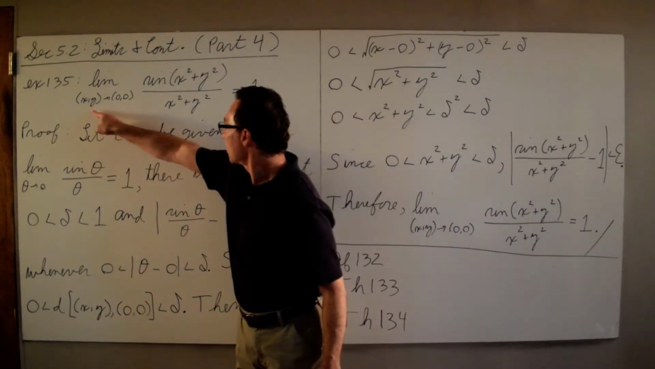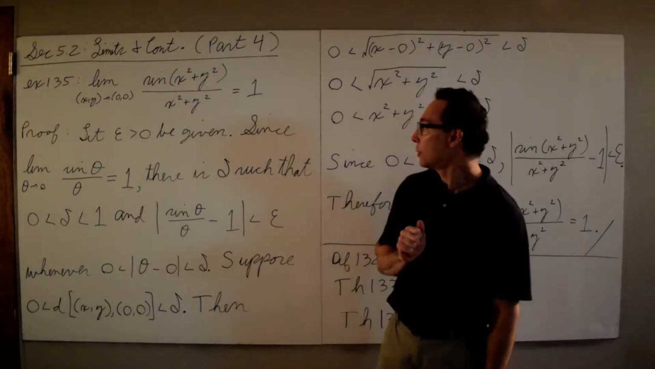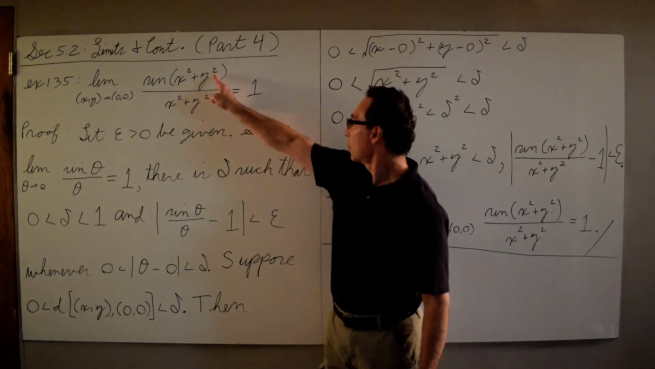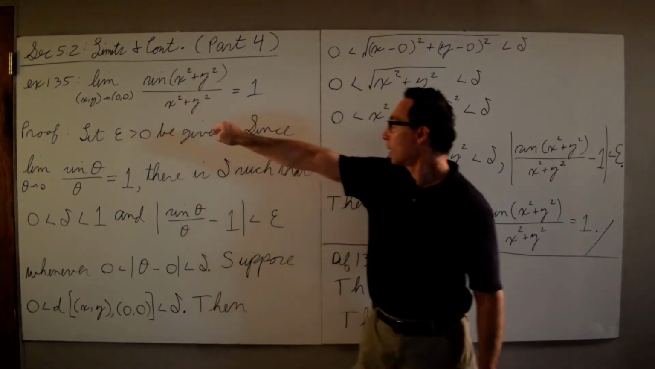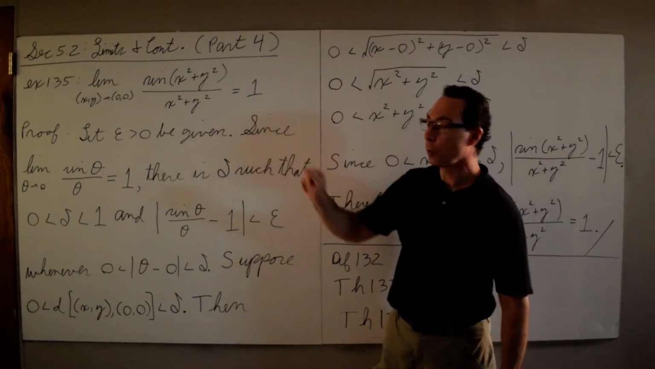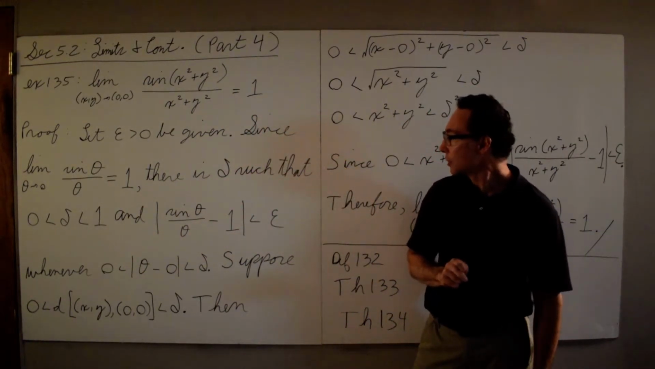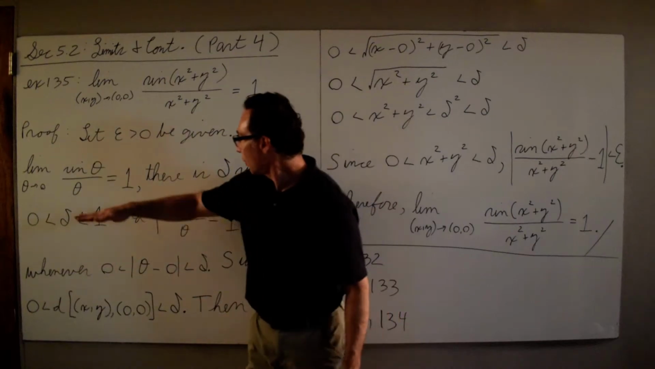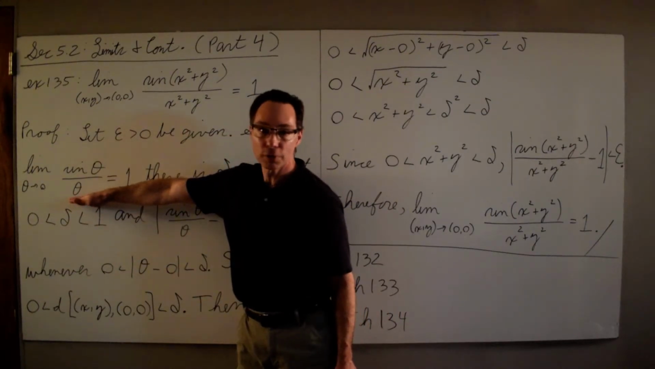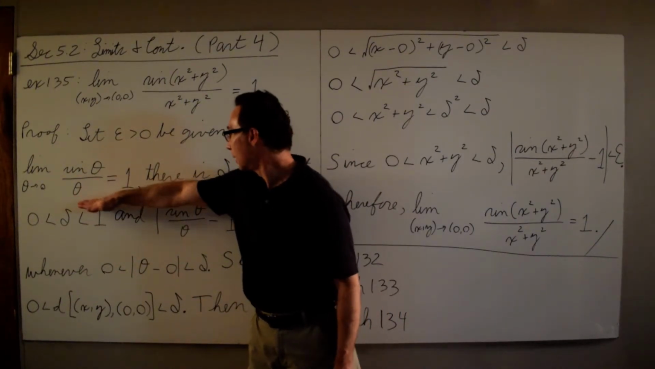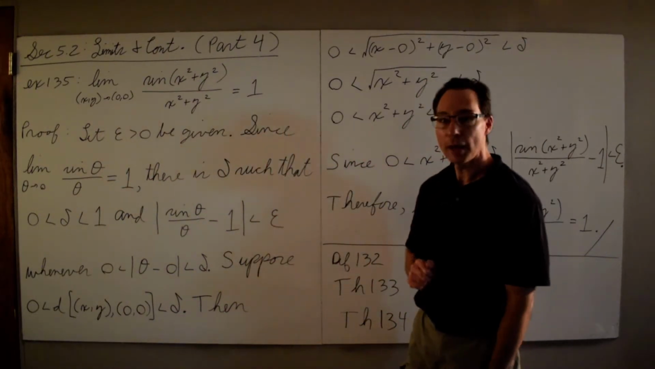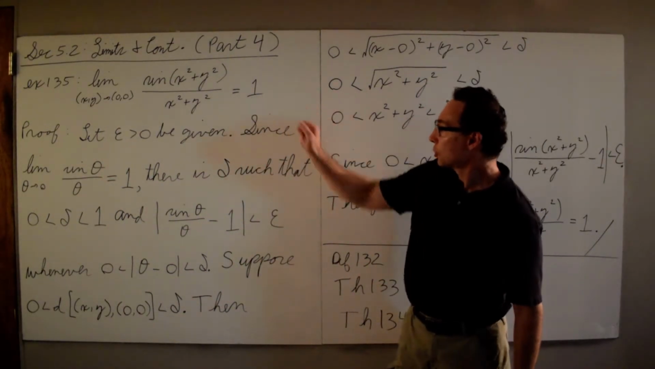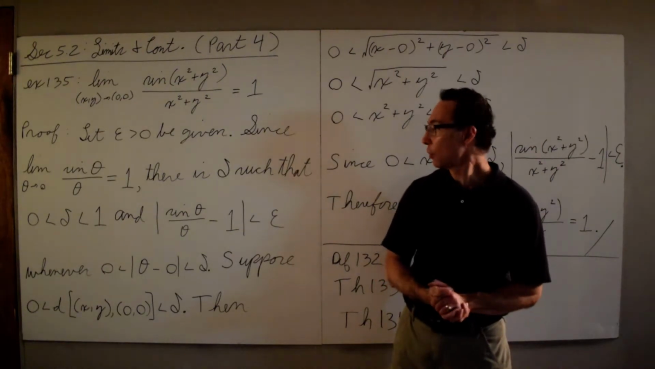We're going to prove that this limit as (x,y) approaches (0,0) of sine of x squared plus y squared, divided by x squared plus y squared, is equal to 1. This doesn't surprise us because we learned in calculus 1 that the limit as theta goes to 0 of sine theta divided by theta is equal to 1. So this should not surprise us. But let's look at the proof.